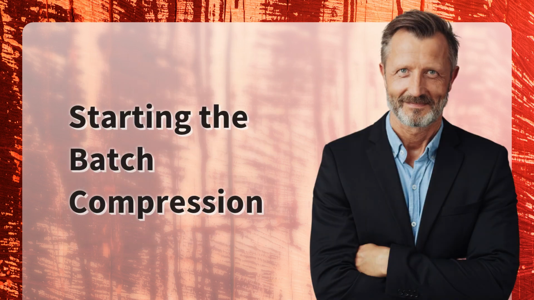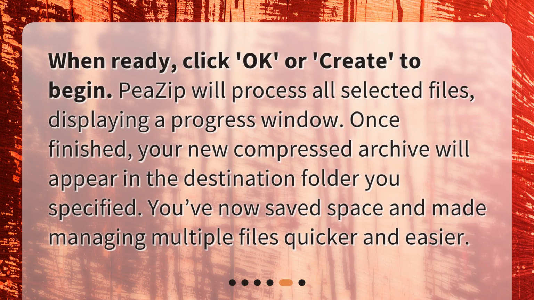Starting the batch compression. When ready, click OK or Create to begin. PeaZip will process all selected files, displaying a progress window. Once finished, your new compressed archive will appear in the destination folder you specified. You've now saved space and made managing multiple files quicker and easier.